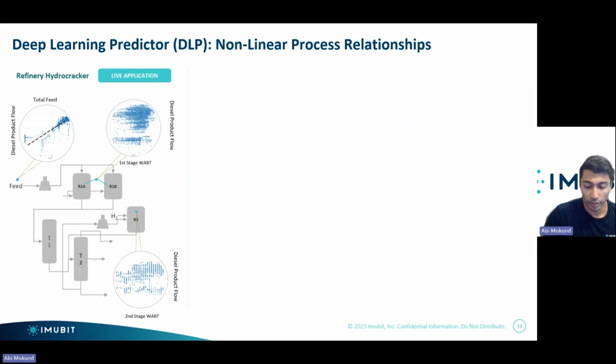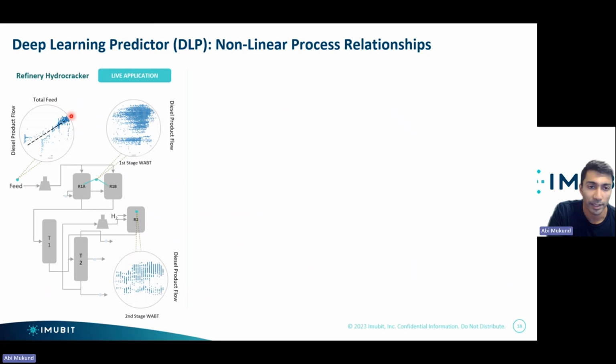Okay. So I want to move into a smaller case study where we show building a deep learning neural network, the deep learning predictor, on a refinery hydrocracker. I've got a simpler problem here just for this case study. So you can see here's plant data from a historian, and we're plotting total feed versus diesel product flow here. And this is a two-stage hydrocracker, so you can see there's a first stage WABT and a second stage WABT against that diesel product flow.